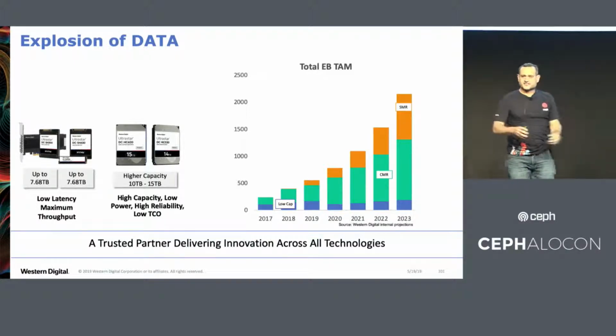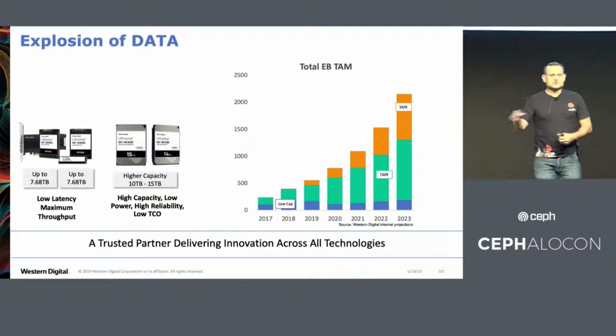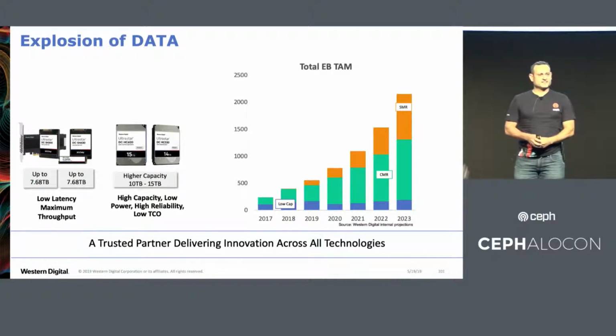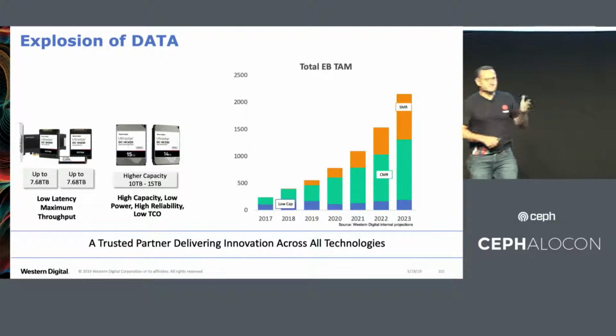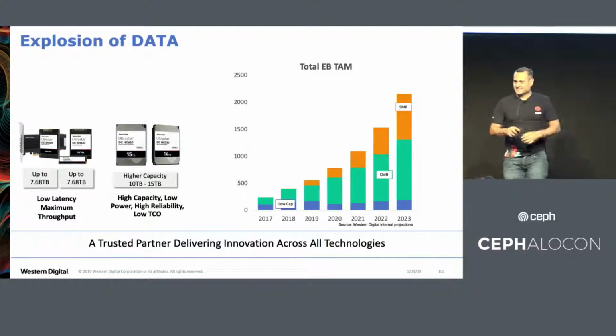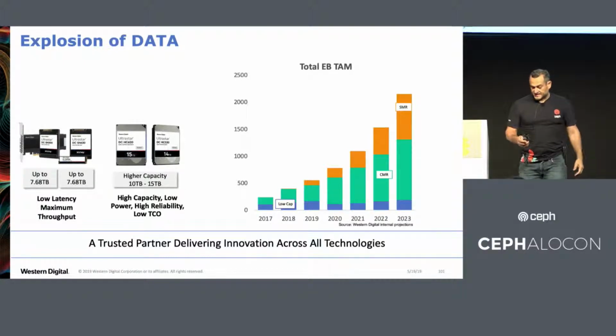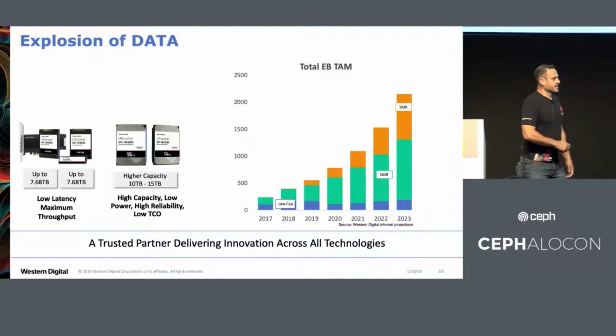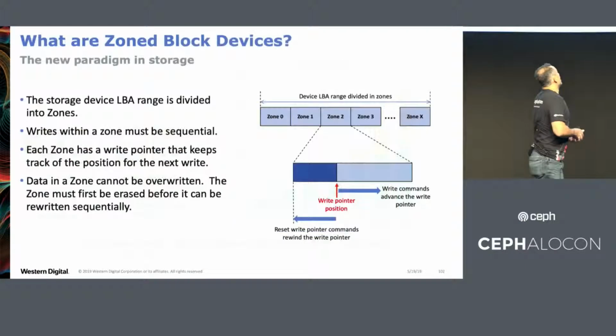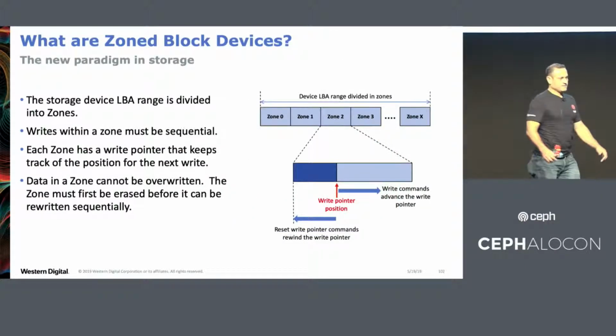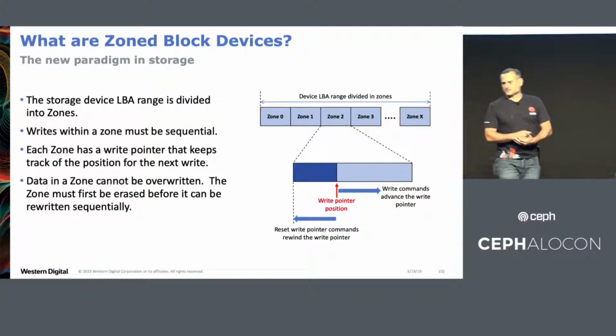Now, just out of curiosity, show of hands, who knows what SMR is? Okay, we're at the 30% mark. So SMR, that stands for shingled magnetic recording, is part of what we call zone block devices. So what are zone block devices?